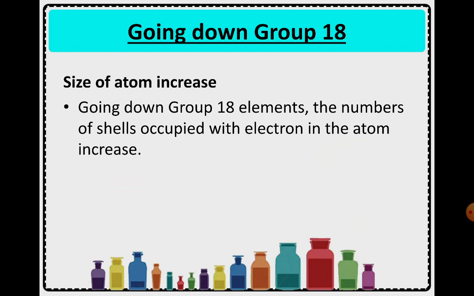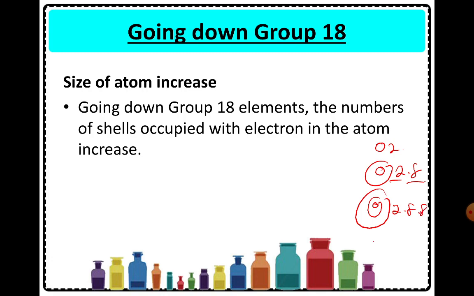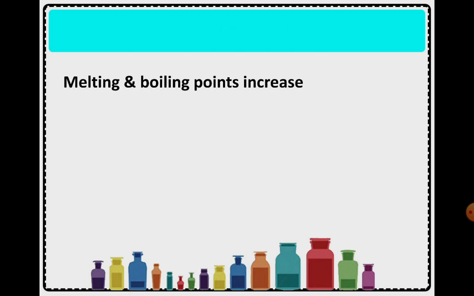Okay, going down the group, apa yang berlaku? The size of atoms is increased. Sebab apa size of atom increase? Because going down the group, the number of shells is increased. Ya, jumlah bilangan petala juga bertambah. Contoh, ni satu petala, yang bawah ni ada 2 petala, 2.8, 2 petala kan? Bawah lagi dia ada 3 petala, so dia lagi besar, 2.8.8. Bawah lagi 4 petala. So semakin going down the group, the size of the atoms will increase. Okay. Size of atom is increased.